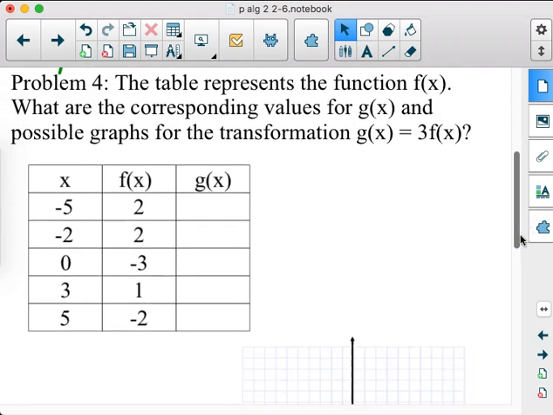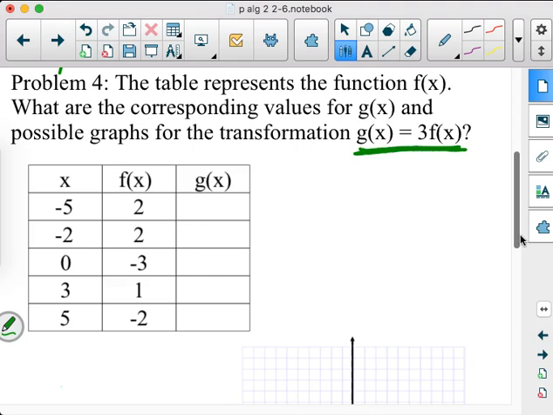Problem 4 says the table represents the function f of x. What are the corresponding values for g of x and possible graphs for the transformation g of x equals 3 times f of x? So I'm going to use green on this one. 3 times f of x. Well, that means this should be a vertical stretch. Now, how did I know that? Because there's a 3 in front, and 3 is a number that's bigger than 1.